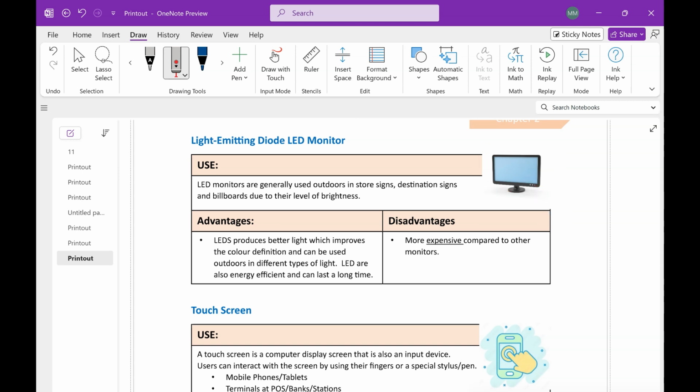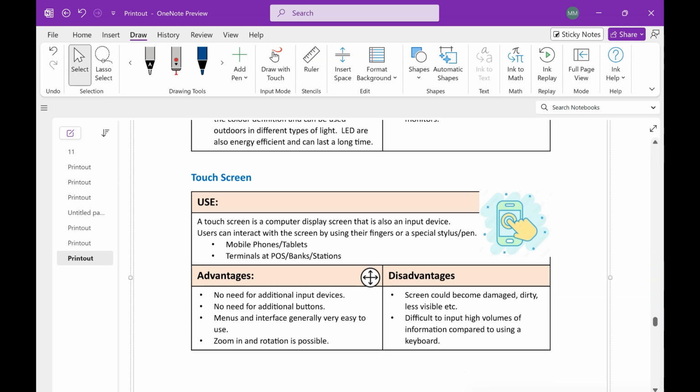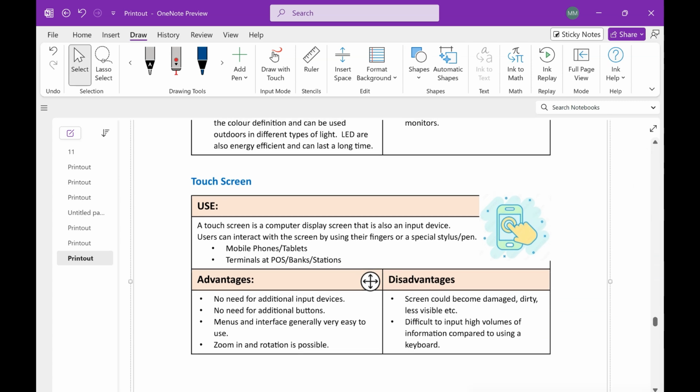Very good. What about touch screen? Touch screen is considered input and output. So if I ask you to provide an input device, you might say touch screen. If I ask you to provide an output device, touch screen. Because the screen will output information from the computer, and whenever you are touching using your hand, you can input instructions such as double clicking on an icon, opening an app, closing an app.